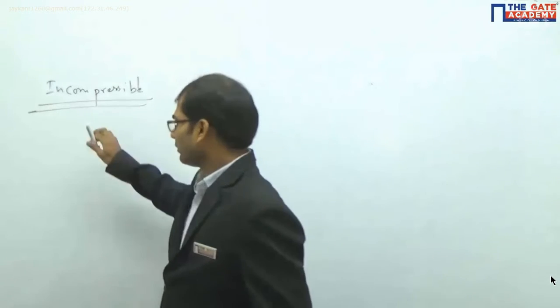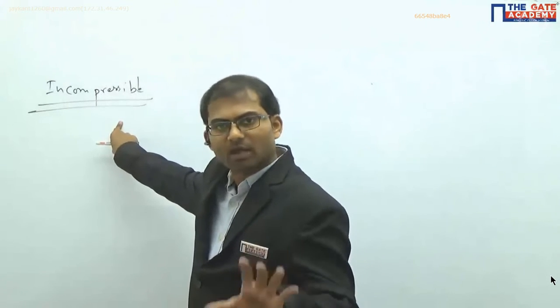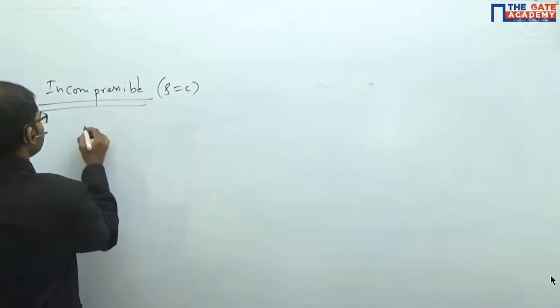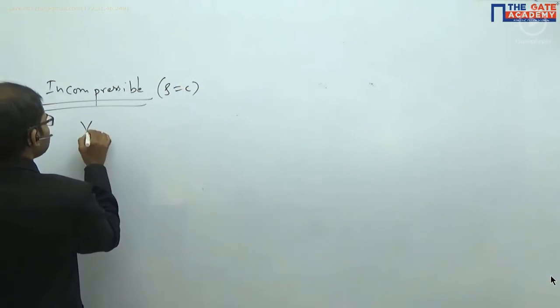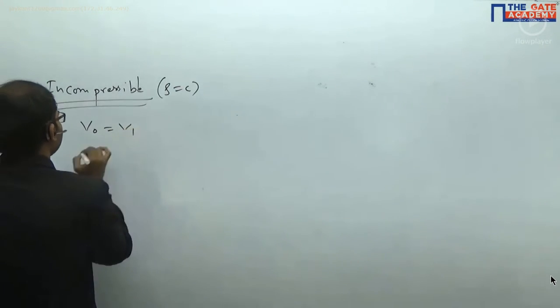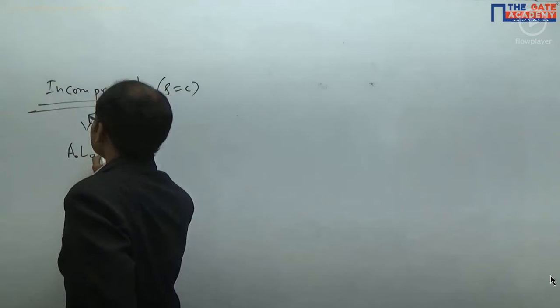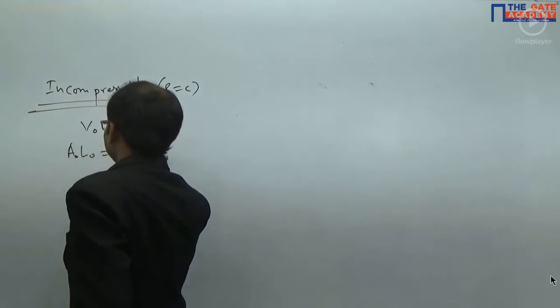So if the material's density is constant and mass is anyway constant, this gives you that volume is remaining constant. So initial volume V0 is equal to V1. Initial volume is equal to area of cross-section into length, and final volume is equal to A1, L1.